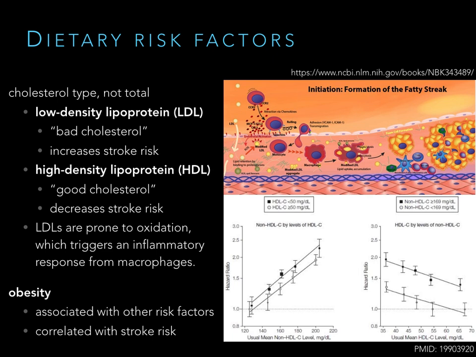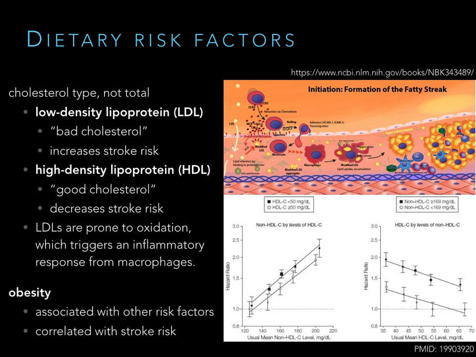Here, HDL consumption is shown on the x-axis. Higher levels of HDLs translate to lower risk of stroke. Now the filled boxes represent higher levels of LDL consumption, which translates to an increased risk of stroke. And the open circles would be lower levels of LDL consumption.